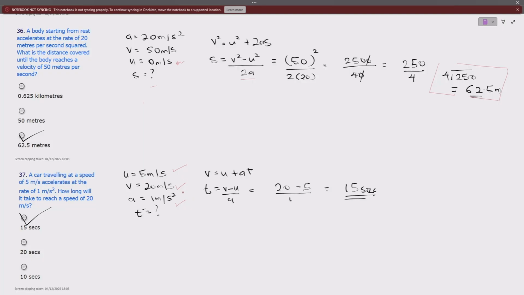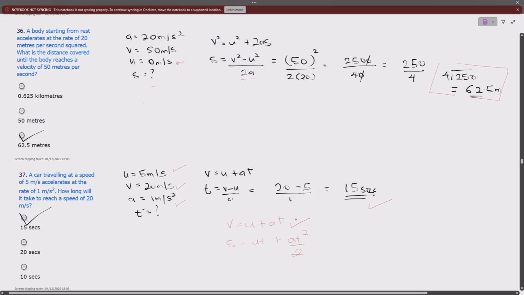And whenever a question requires Newton's law of motion and time is mentioned, there are only two formulas, which are v equals u plus at and s equals ut plus at squared over 2. But when you check the parameters, this is the most suitable formula to use. So v equals u plus at, you make t the subject, v minus u over a equals 20 minus 5 all over 1. That will give you 15 seconds.